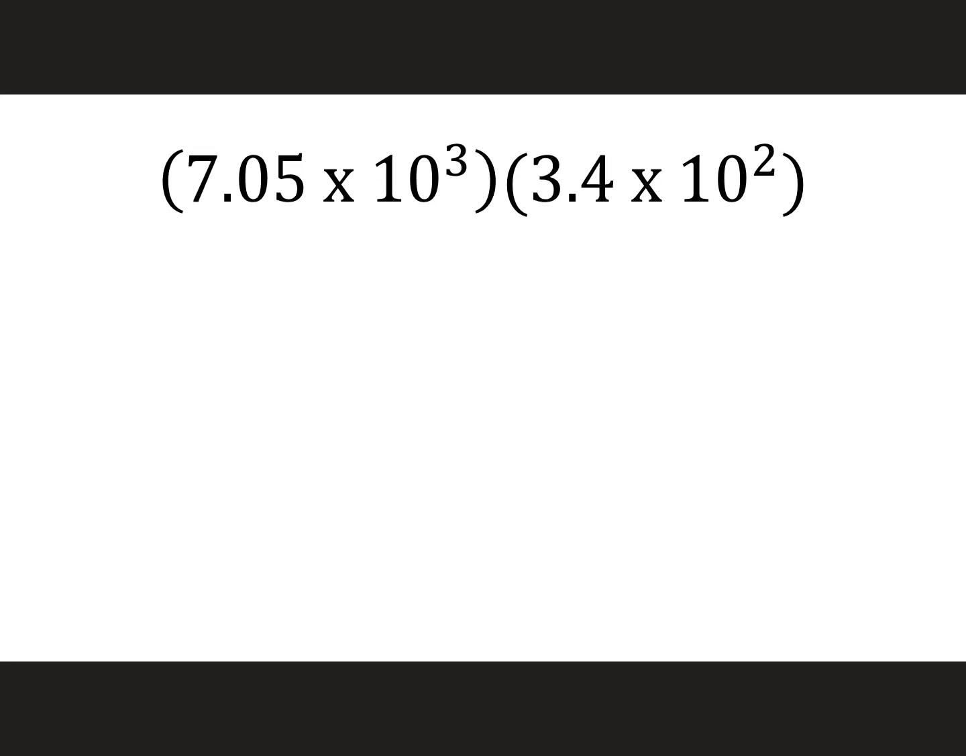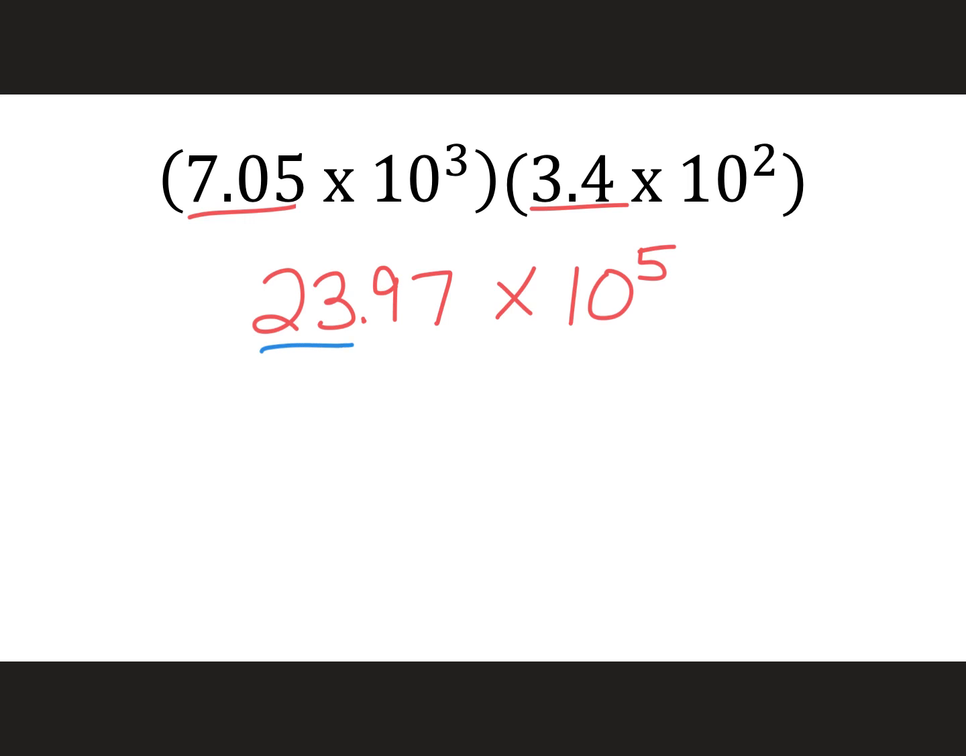Okay, let's do another one. I'm going to do 7.05 times 3.4, and I'm going to get 23.97. So I just did these, and then I'm going to add my exponents. 3 plus 2 is 5. Am I done? No. As you can see here, our scientific notation is not correct yet. I need to fix that.